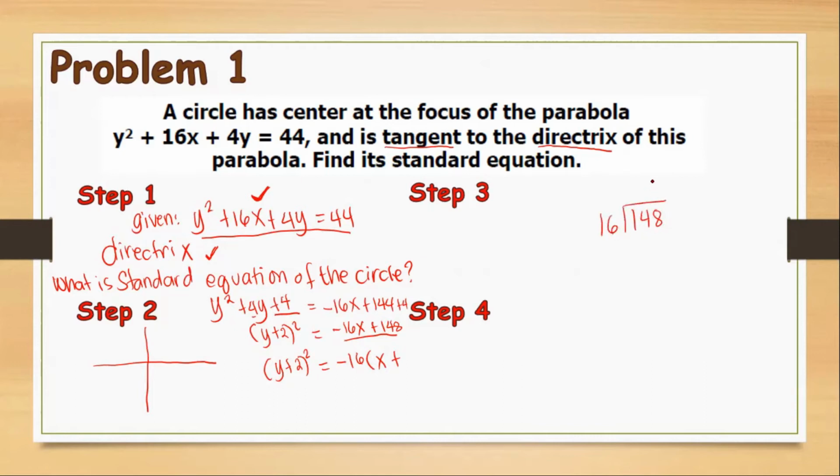Okay, 148 divided by 16 is, we have 8 times 6, 48, carry 4, 8 times 1. Sorry, it's not 148, but only 44. Oh my goodness. Okay, it's wrong. So we have 44 plus 4, that is 48. So negative 16, then (x minus 3). Okay, this will be our equation.